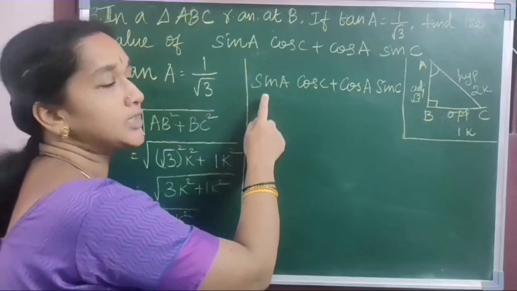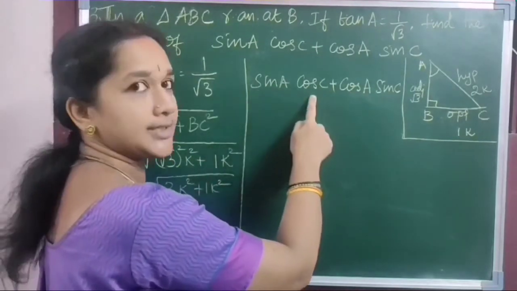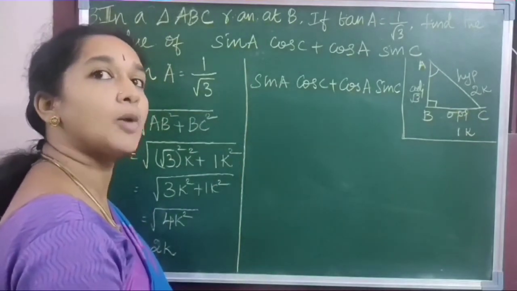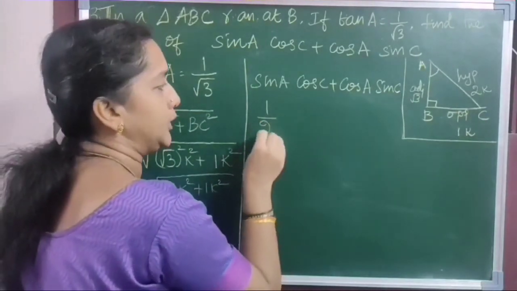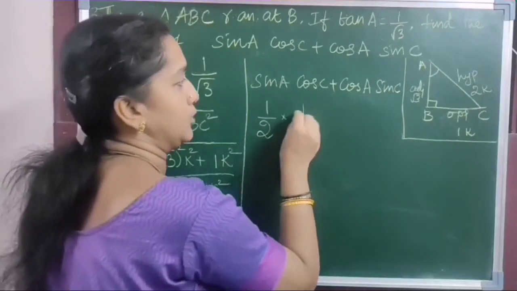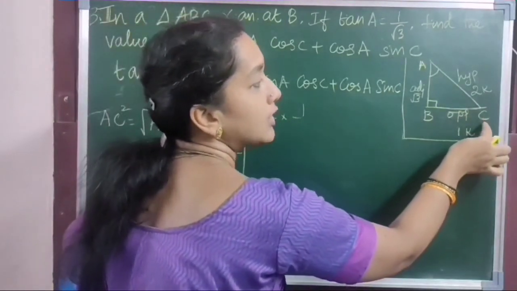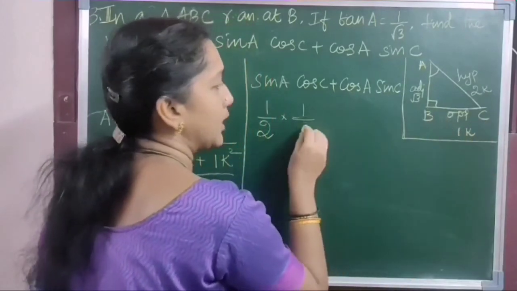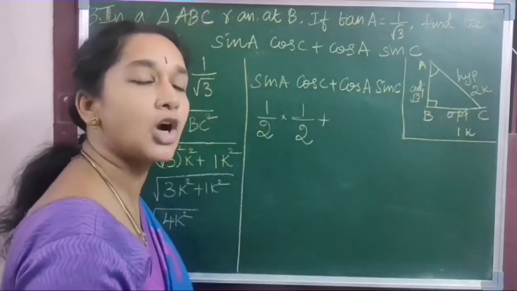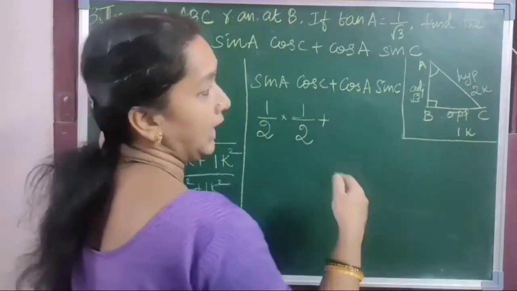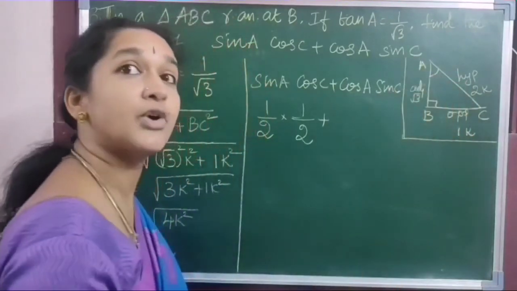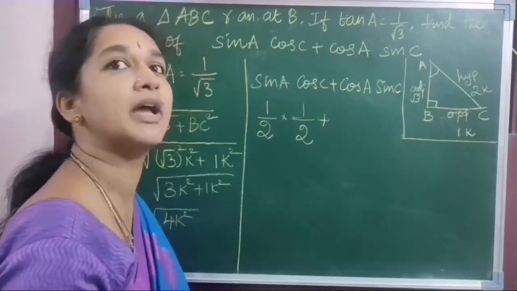Now we will substitute this in the given question. Sin A cos C plus cos A sin C. So for sin A it is opposite by hypotenuse, 1 by 2, into cos C. Cos C is adjacent by hypotenuse. So for cos C, adjacent is this side, 1 by hypotenuse, plus cos A. For cos A, it is adjacent by hypotenuse.